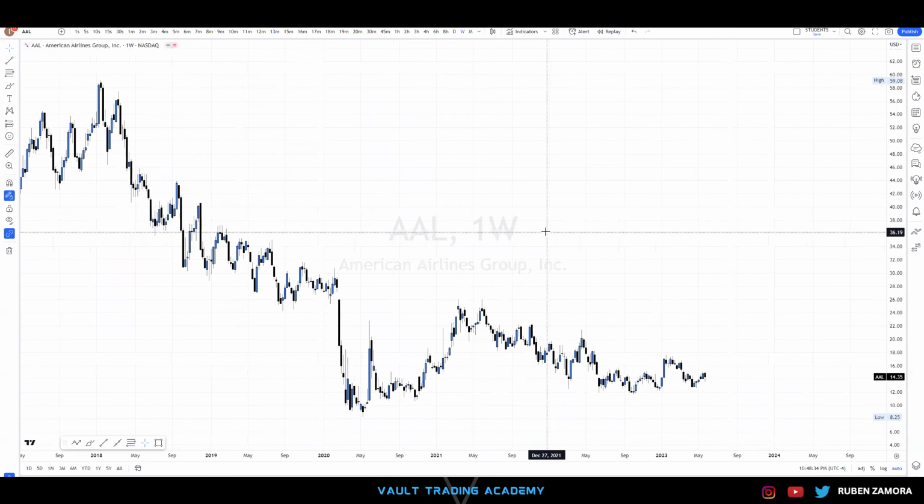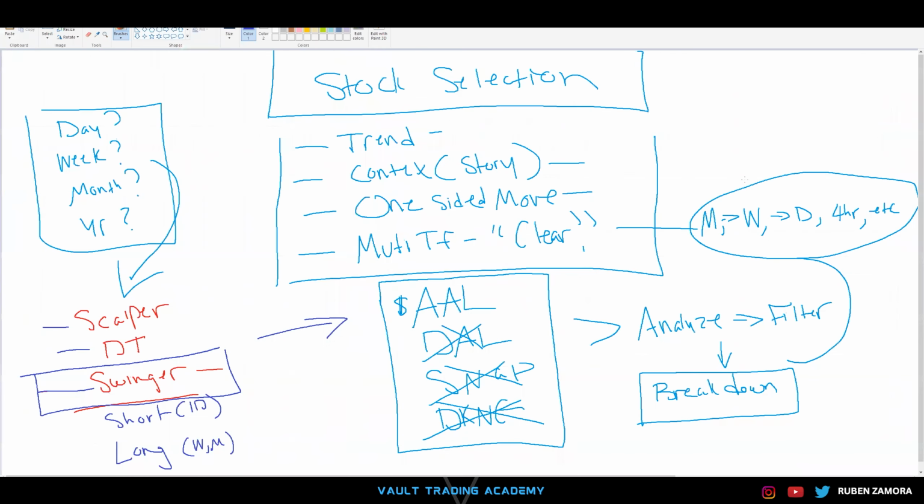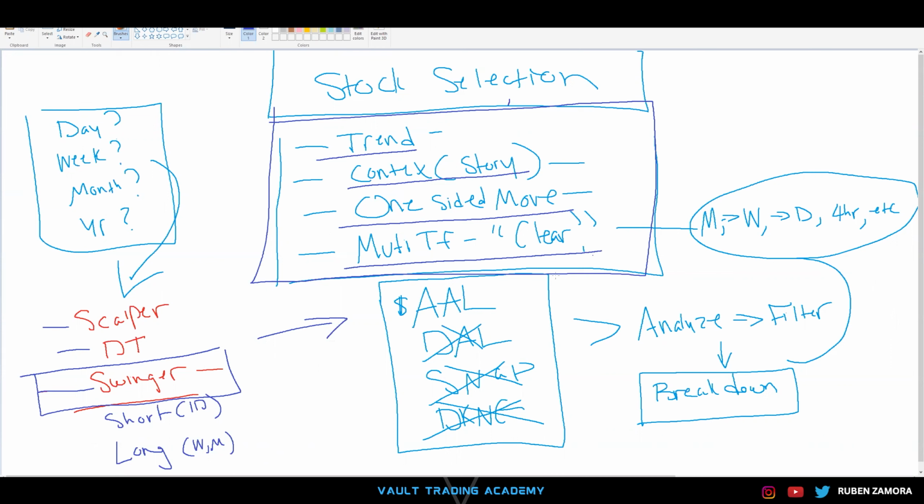So American Airlines, this is just what we're going for, right? We're going off of this here. We want to read the trend, we want to read the context. We want to read, is it a one-sided move? And does the multi-time frame look clear? I'm gonna break it down from the monthly if needed, or I could just stay with the weekly and break it down from there, then daily, 4 hour, and so on and so forth, right? So now from there I can analyze and then filter.